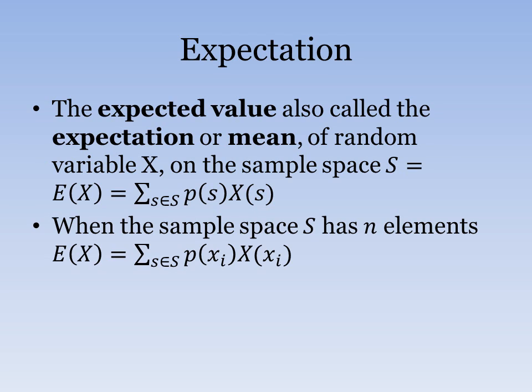The expected value, also called the expectation or mean, of random variable X on the sample space S is the sum of the probability of s times the value of X at s. When the sample space S has n elements, then the expected value is the sum of the probability of xi times the value of xi.